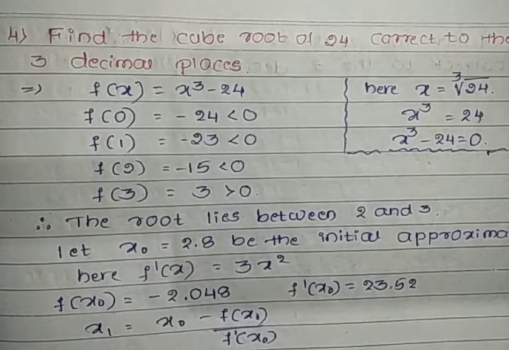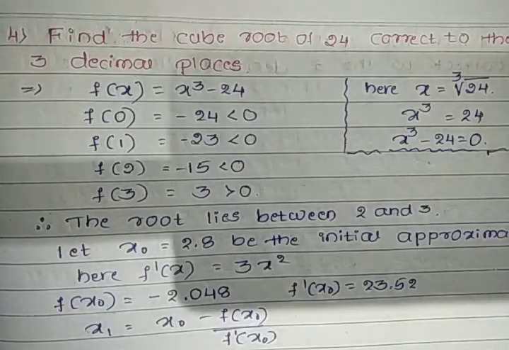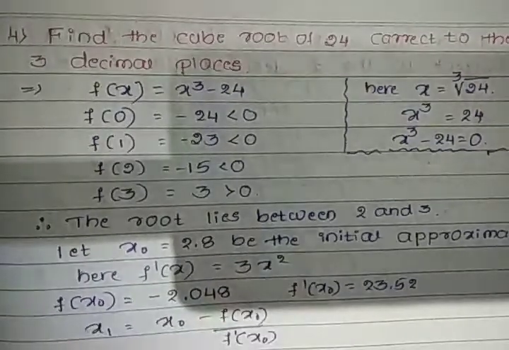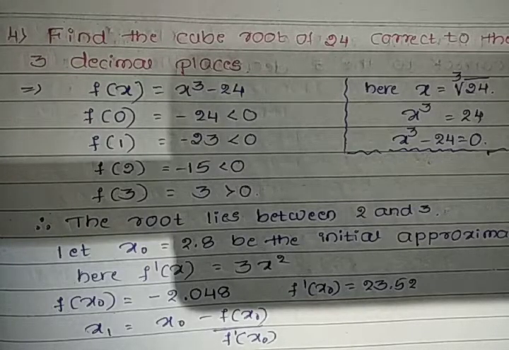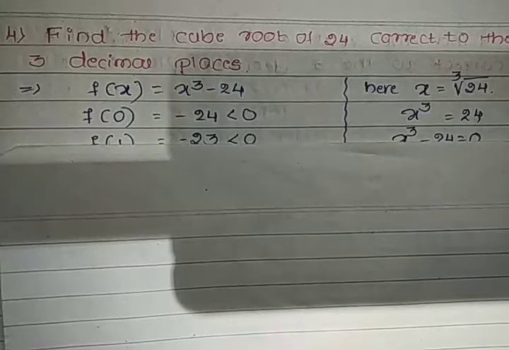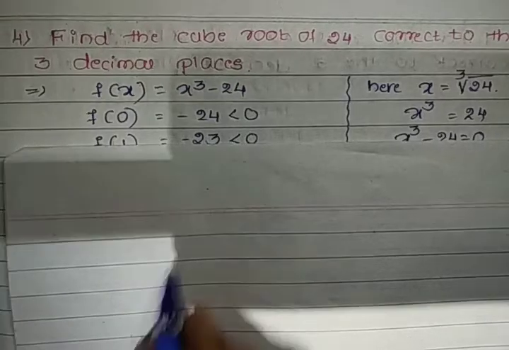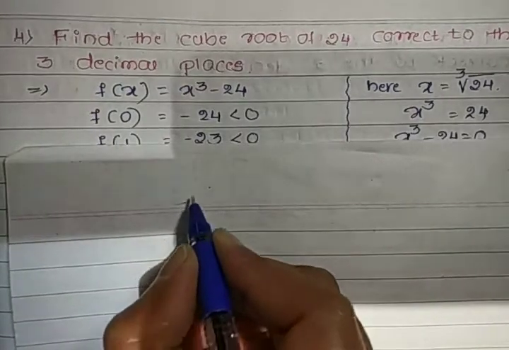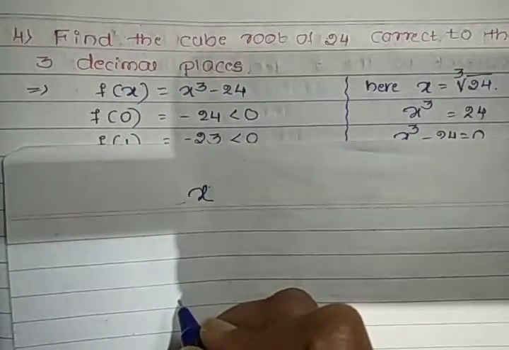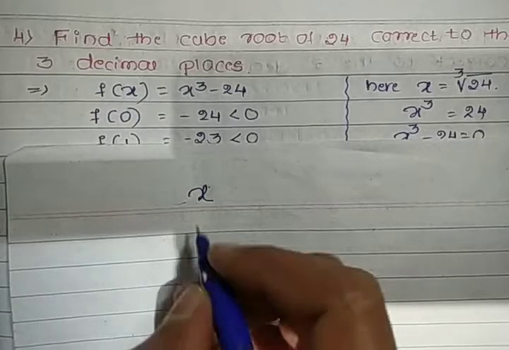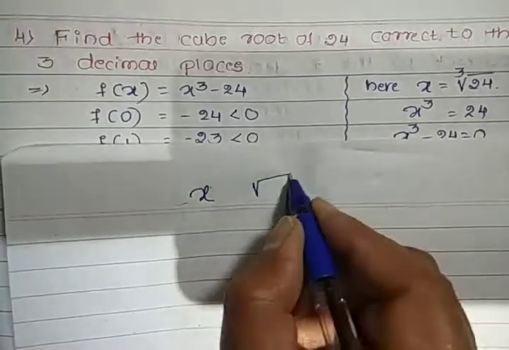To calculate the root, first we need to convert the given sentence in terms of an equation. For that, observe here, cube root of 24. How can we write this cube root of 24 in terms of an equation? Now what is the cube root of 24? We don't know. Consider it as x.